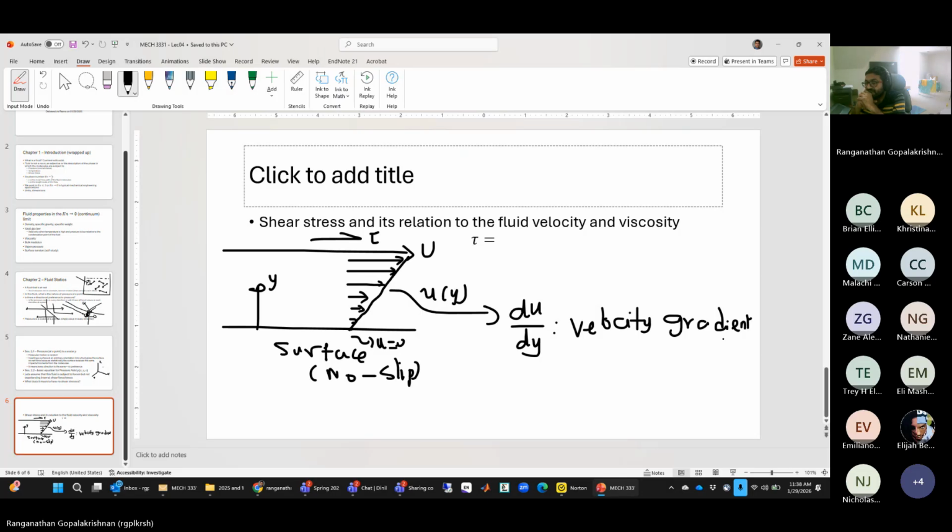Can you repeat the question? The question is, if you apply shear stress, which is an action that you are taking, what is the effect, or what is the response of the fluid?